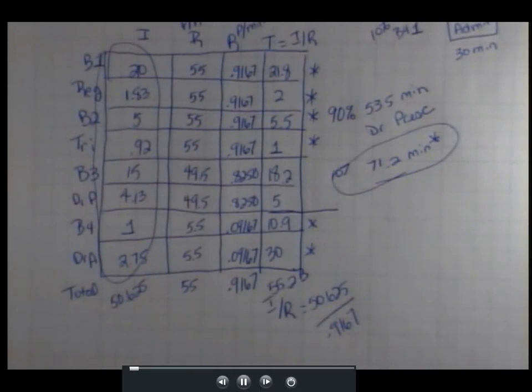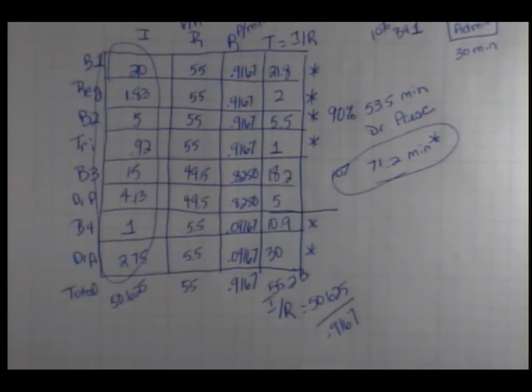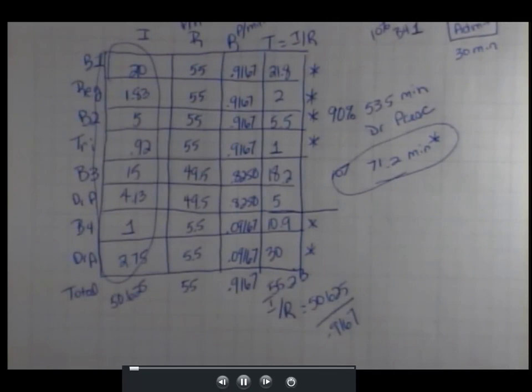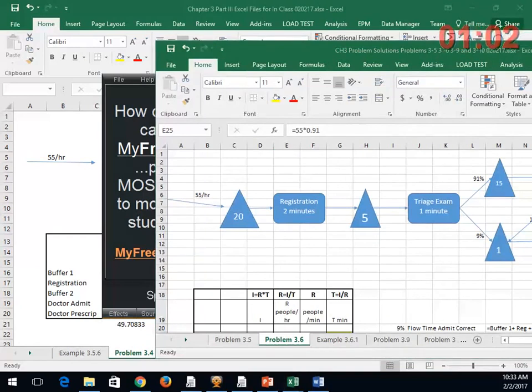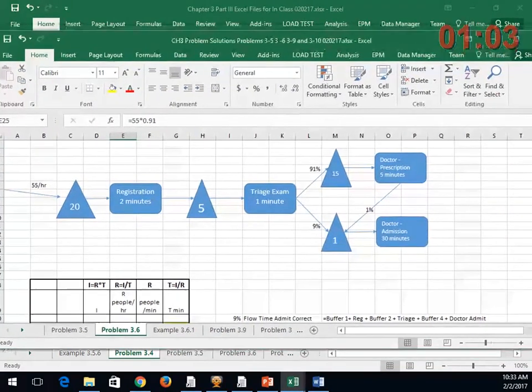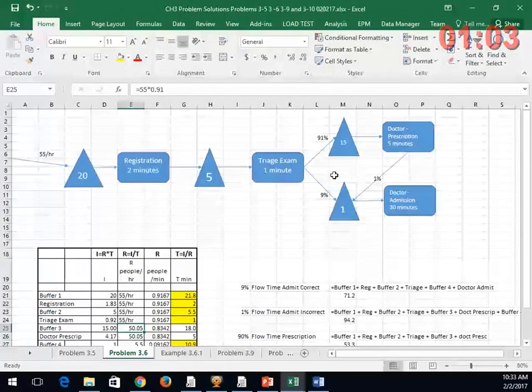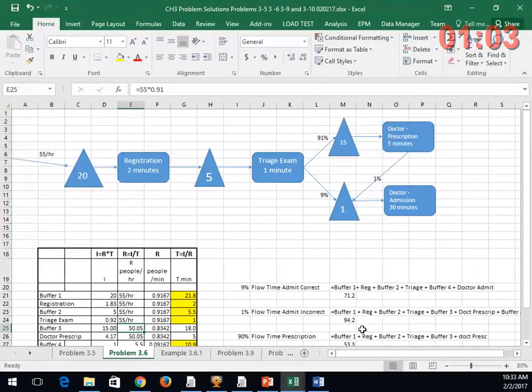All right. In problem 3.6, and I'm just going to show you this one, we're not going to walk through all the steps of it. But in 3.6, what they say is, okay, your triage nurse makes a mistake, okay? Your triage nurse says that 91% of the patients that he or she sees go through the prescription process. But once they get to the doctor at the prescription process, the doctor says, nope, there's 1% of those patients that were misdiagnosed, and they need to go back and then be admitted to the hospital, okay?